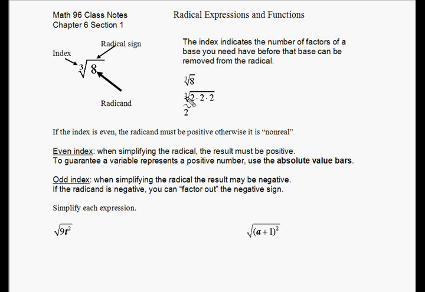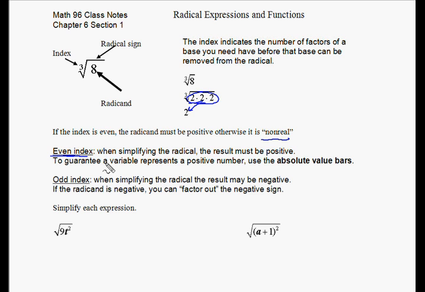The cubed root, 3 is the index. 8 is 2 times 2 times 2. Since I have this 2 three times, I take out the base, 2. If the index is even, the radicand must be positive. Otherwise, you'll tell me non-real until we learn about other numbers that aren't real numbers.